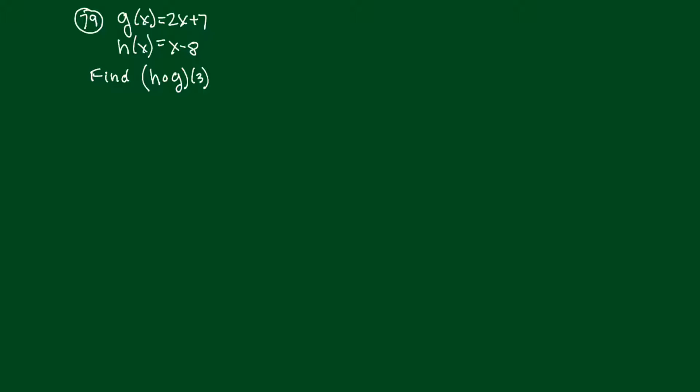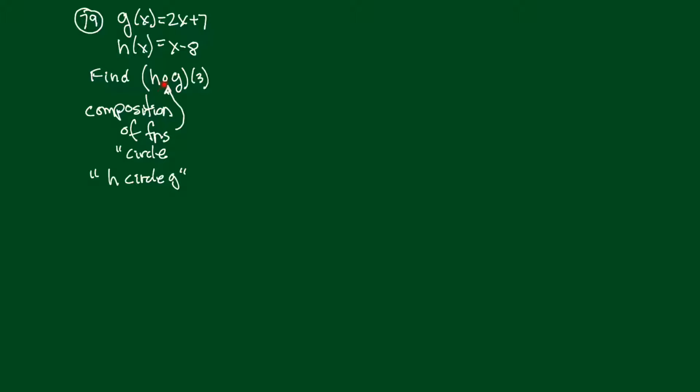Number 79, we're going to take these two individual linear functions, g and h, and create a new function. We're not going to add them together, subtract them, or multiply them, but rather we're going to compose them. This is called composition of functions, and sometimes we just read that as circle. So we might read this as h circle g.